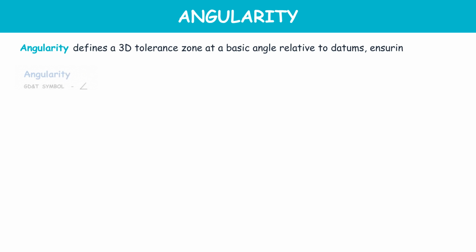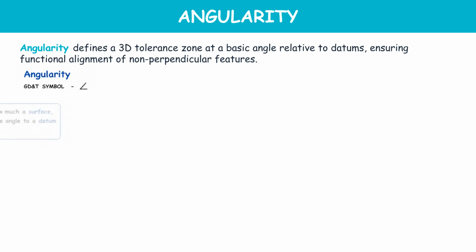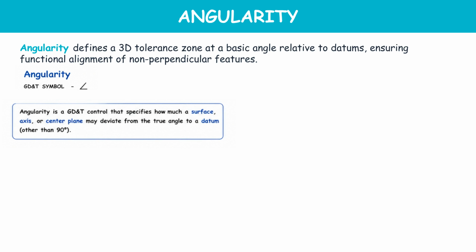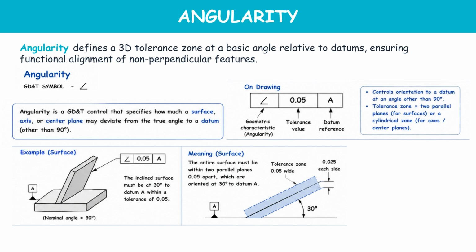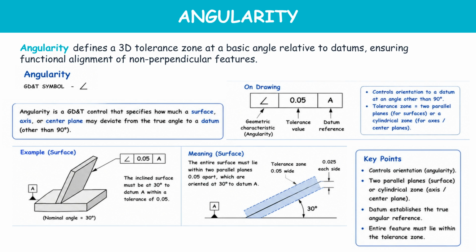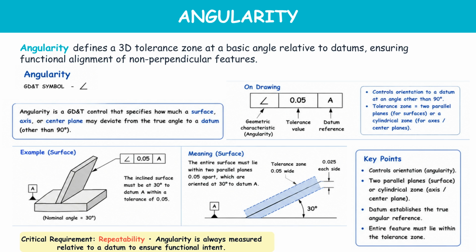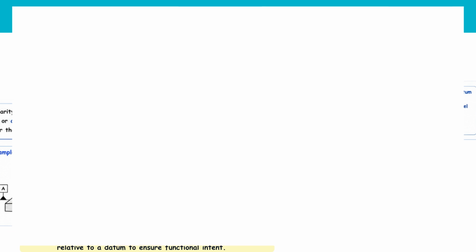Angularity is similar to perpendicularity, but instead of 90 degrees, it controls any specified angle. For example, a surface may need to be at 30 degrees relative to a datum. The actual feature must remain within the defined tolerance zone around that angle. Angularity helps maintain consistent functional alignment within a part.